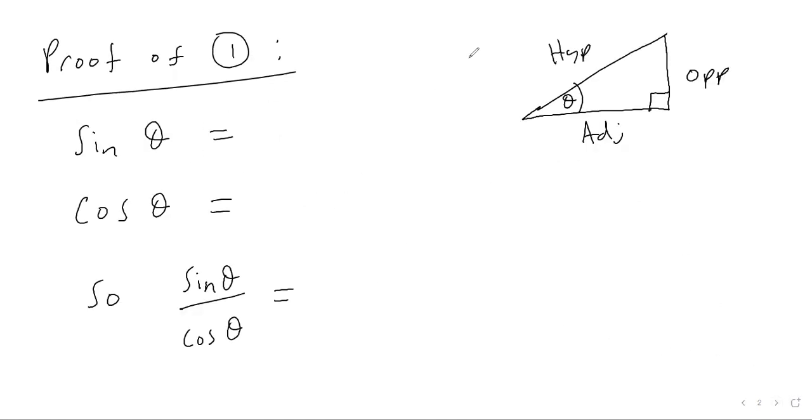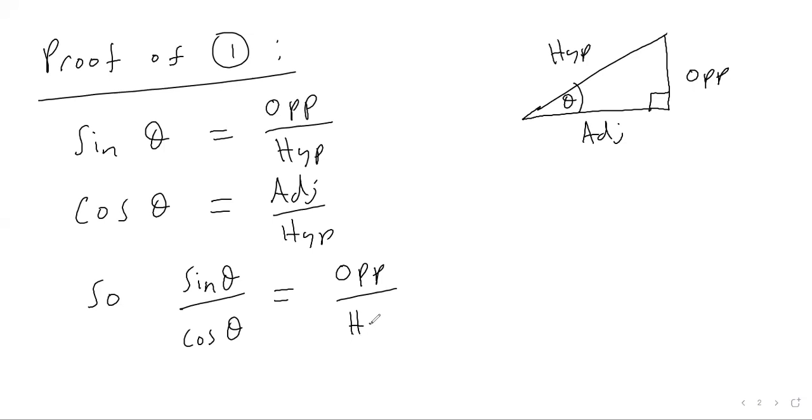is tan theta. So we start by recalling our definitions of sin, cos, and tan with this one. So remember that sin theta is the ratio of the opposite side to the angle theta, divided by the hypotenuse. And also the cosine of an angle is the adjacent side to the angle divided by the hypotenuse. So that means that sin theta divided by cos theta is the same as the opposite side over the hypotenuse, so sin, and then divided by cos, which is the adjacent, divided by the hypotenuse.